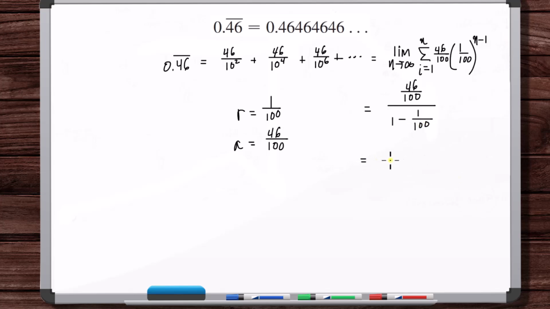100 over 100 minus 1 over 100. So 46 over 100 times, and that should be fully simplified. I don't think we can reduce this anymore. And that's it.